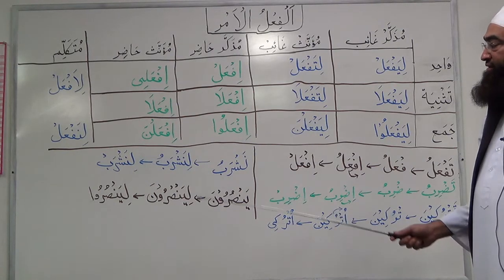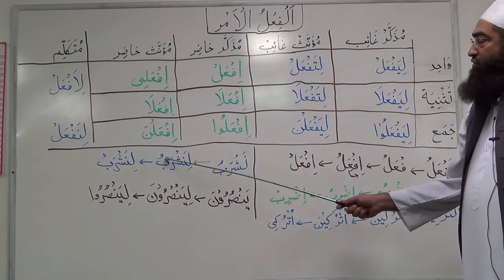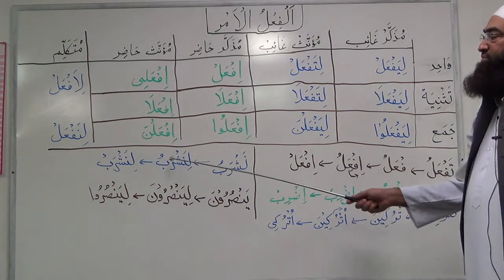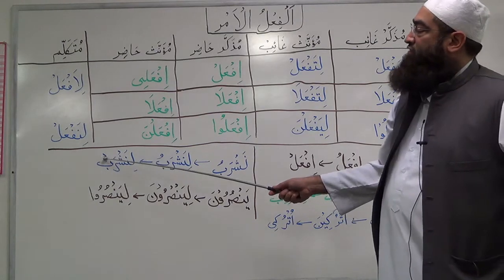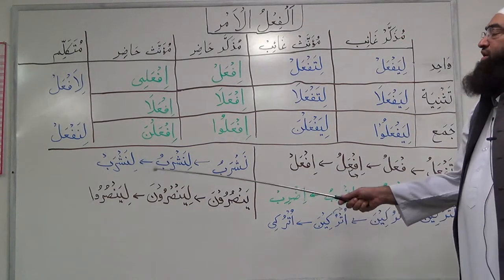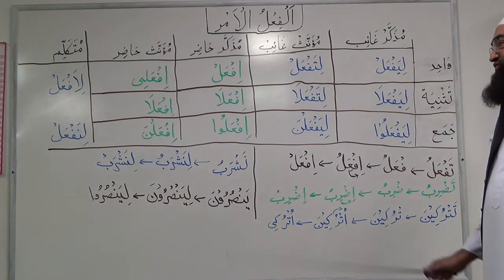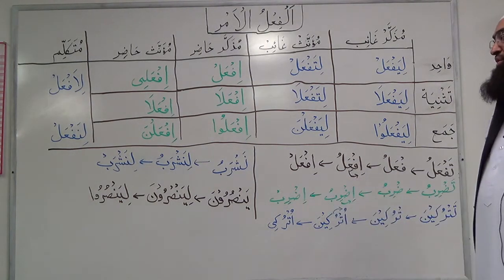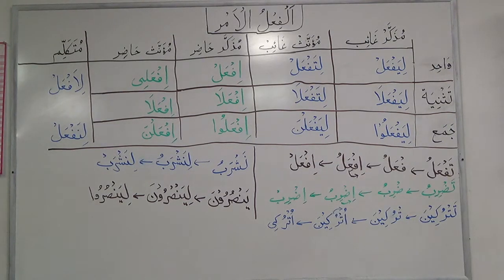And so now we have the ba with the dhamma on it. So this ba, because it's amr, the dhamma will drop and it will become a sakin, so it will become li nashrab. Does that make sense? So from nashrabu, li nashrab. So all you did was just bring the lam and you made the ba into a sakin. That's it.